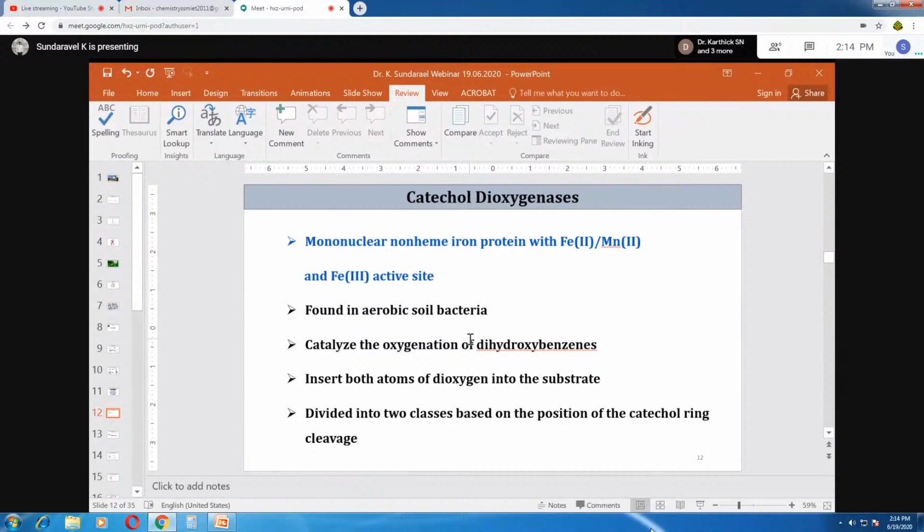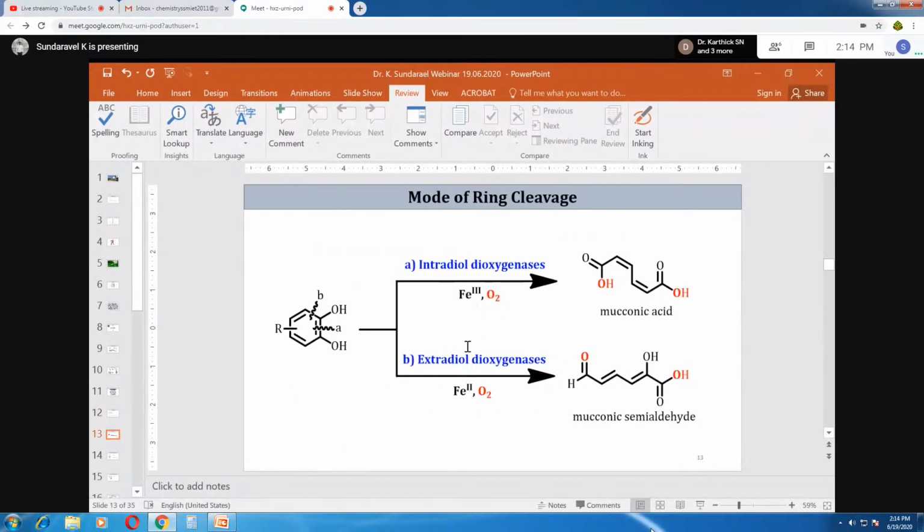So what is their function? They can oxygenate the dihydroxybenzenes by inserting both oxygen atoms into the substrate, the so-called catechols. They are classified into two types based upon the ring cleavage. The catechol ring undergoes two different modes of ring cleavage, which we are going to see. One is the extradiol cleaving catechol dioxygenases, another one is the intradiol cleaving catechol dioxygenases.